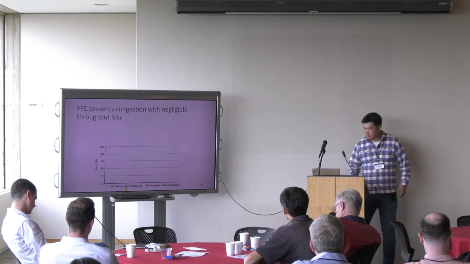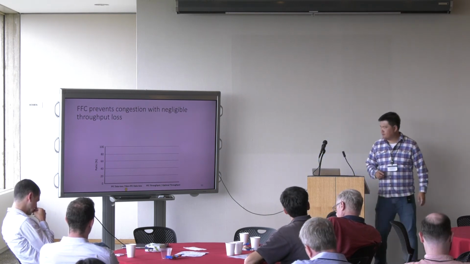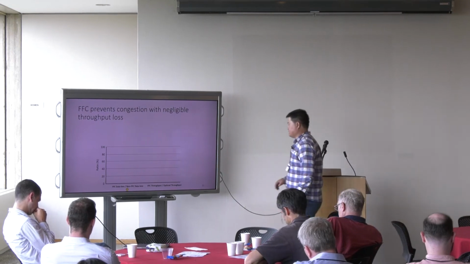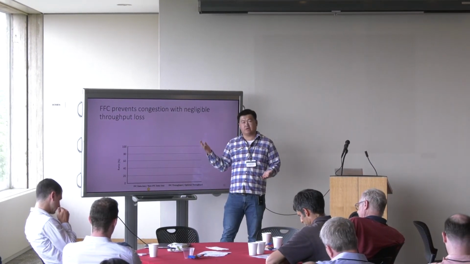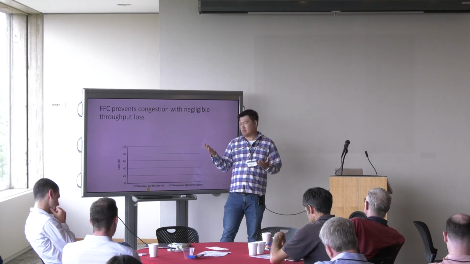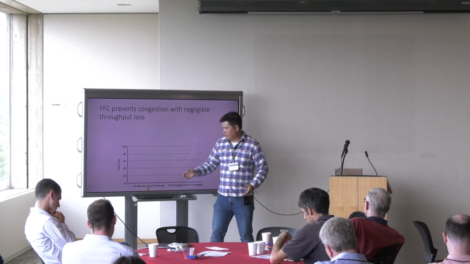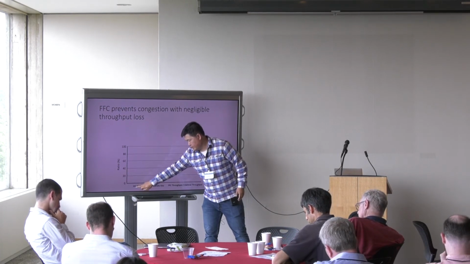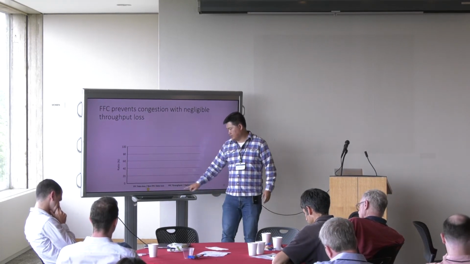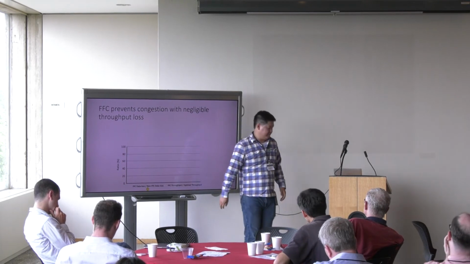Here, what I'm showing is, this bar shows the data loss. Data loss means the more data loss we have, the more congestion we have. We compare the data loss, the congestion, with FFC and without FFC, and the throughput with FFC and without FFC.